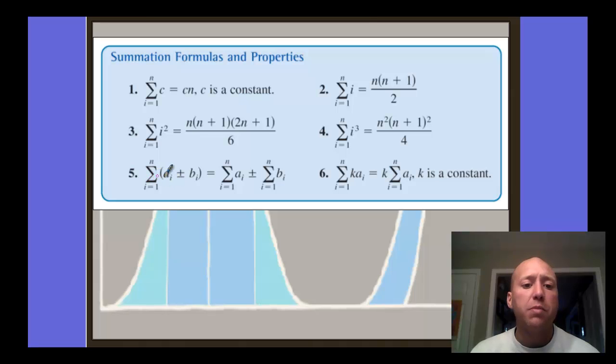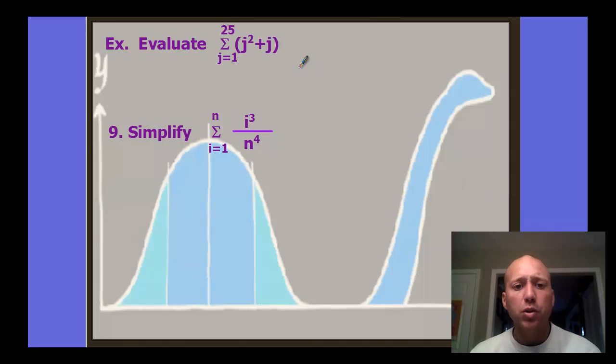We also have some properties here. The summation of a sum or a difference can be found by doing the summation of each part and then adding or subtracting those sums. For property 6 here, the summation of a constant, or like a coefficient of your sequence, you can pull that constant or coefficient out of the summation and multiply that constant by the summation. So a couple examples here.